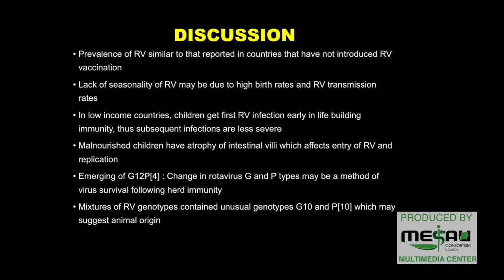Then we saw a lot of mixtures of rotavirus genotypes, where I said there were 32%, and we also had some unusual genotypes, like G10 and P10. We think this may be suggestive of animal origin, which requires further investigation.